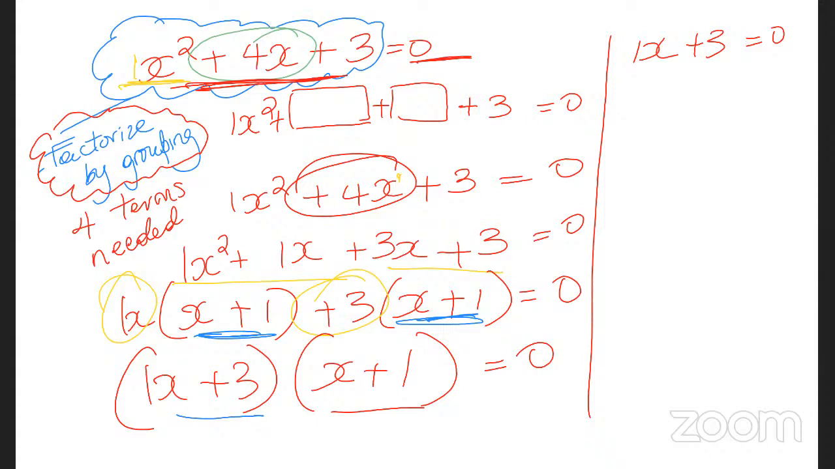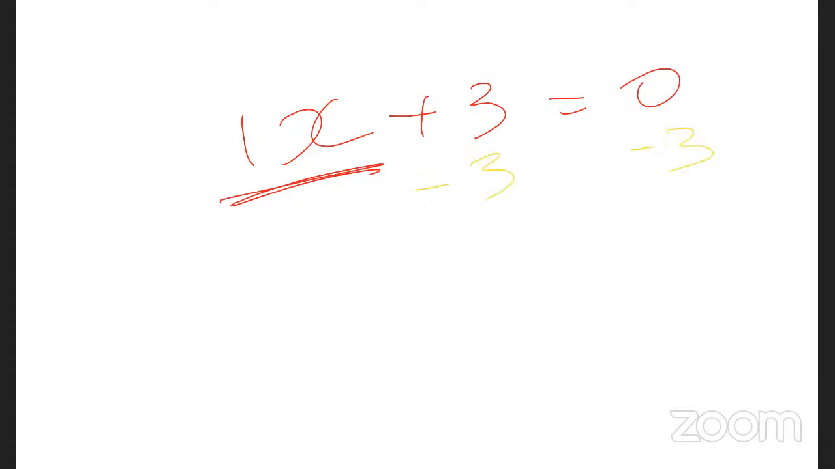Solve that for me, Sashin. What's the answer? x equals? Is it supposed to be positive 3 or negative 3? So 1x plus 3 equals 0. We're solving for x. So we have plus 3 there. We're going to remove the plus 3. So we're going to balance our equation by subtracting 3 from both sides.